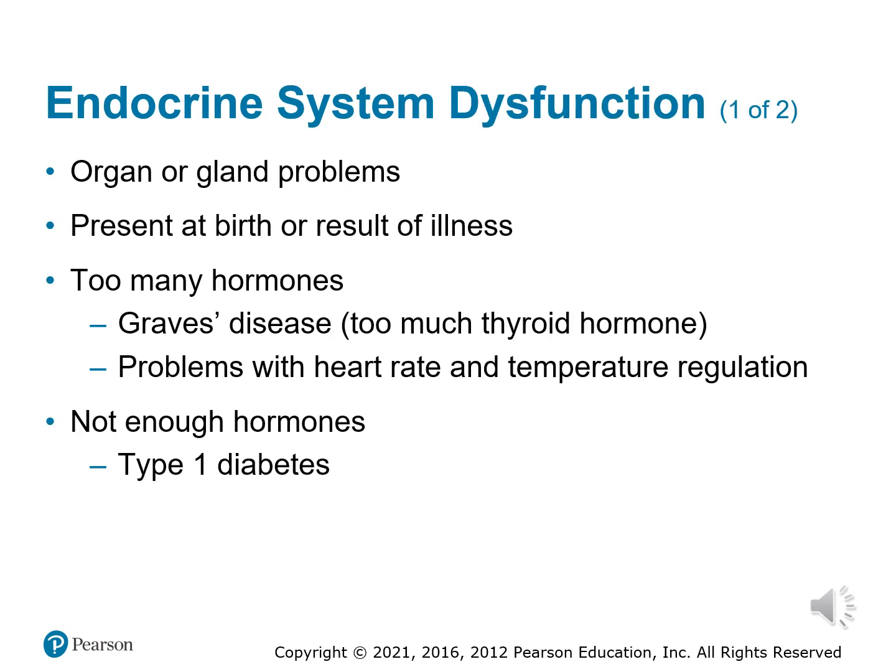With endocrine system dysfunctions, organs or glands can be the problem, present at birth or the result of an illness. Too many hormones, such as Graves' disease, which is too much thyroid hormone, can cause problems with heart rate and temperature regulation. Or there may be not enough hormones, like in type 1 diabetes.